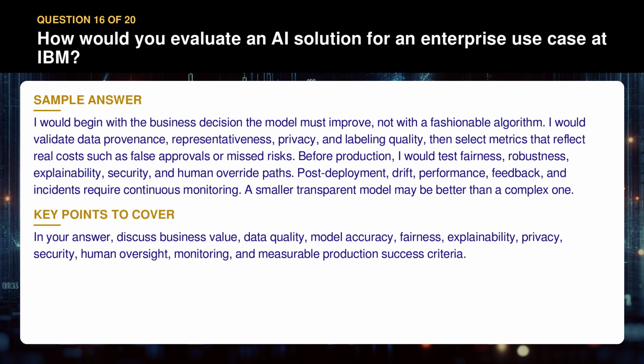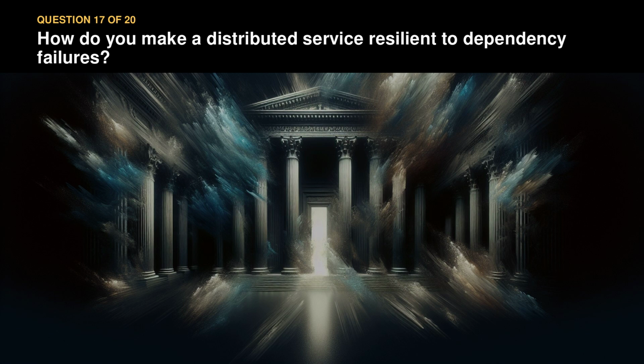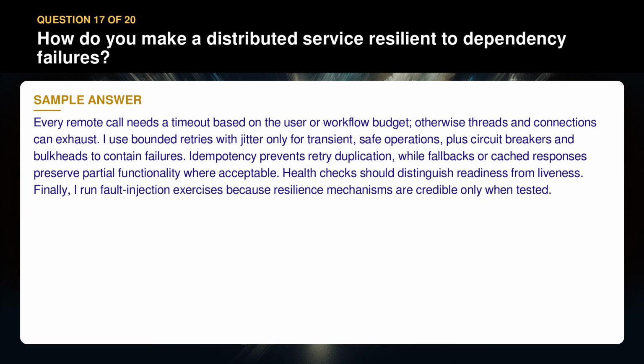Question 17. How do you make a distributed service resilient to dependency failures? Every remote call needs a timeout based on the user or workflow budget, otherwise threads and connections can exhaust. I use bounded retries with jitter only for transient, safe operations, plus circuit breakers and bulkheads to contain failures. Idempotency prevents retry duplication, while fallbacks or cached responses preserve partial functionality where acceptable.